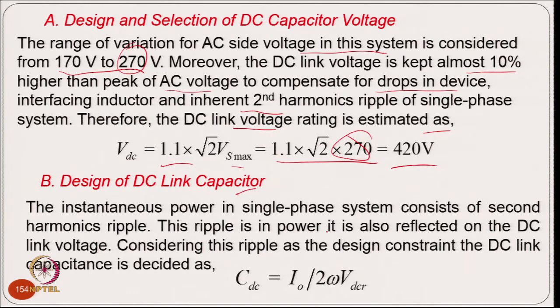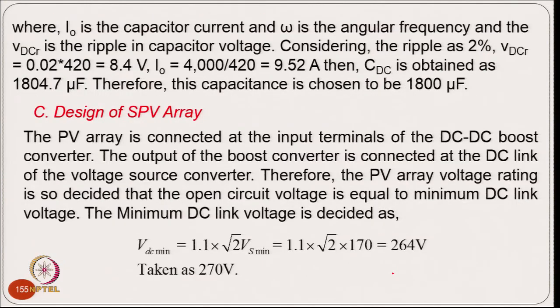Now, coming to the design of the capacitor. The instantaneous power in a single phase system consists of a second harmonic ripple. This ripple in power is also reflected on the DC link voltage. Considering the ripple, the design is typically C_DC = I_0 / (2 ω V_DCR), where I_0 is the capacitor current, ω is the angular frequency, and V_DCR is the ripple voltage of the capacitor. Considering 2% ripple on the DC link voltage of 420 volt, it comes to 8.4 volt, and considering 4 kilowatt power at the DC link, the current is 9.52 ampere. Putting in the values, C_DC is obtained as 1804.7 microfarad, and it is usually selected a little higher, so it is 1800 microfarad.